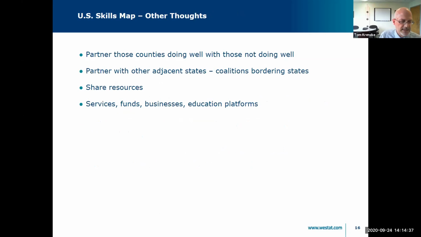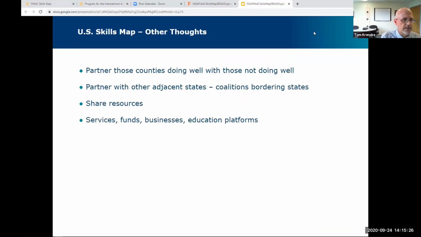So some other thoughts as we head into the demo are to think about broad state and community efforts that are needed to help those in need with policies or practices, especially for areas with larger numbers of low skilled population. This could include possibly partnering with counties to share ideas about what works well, what isn't working well, and hearing new ideas, and possibly partnering with other adjacent states, such as coalitions in bordering states. While also keeping in mind who are the providers of the services, the funds, and what business and education platforms are needed.